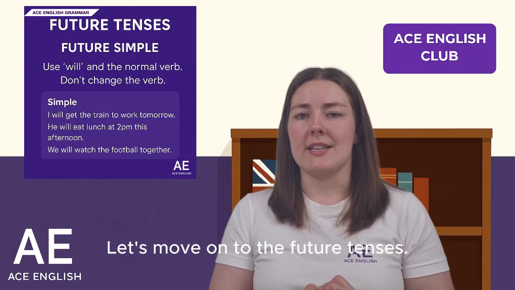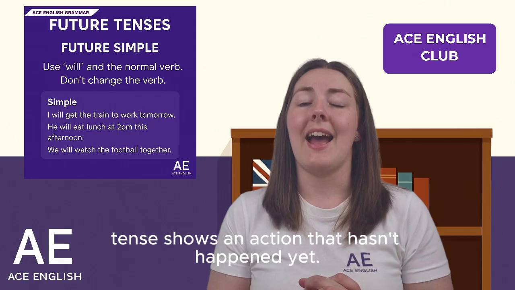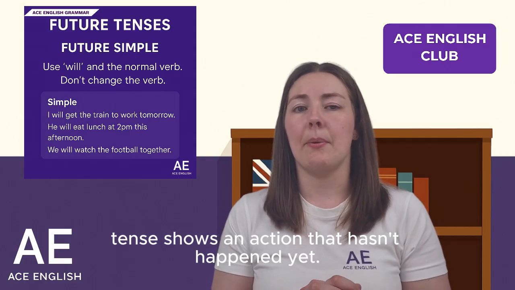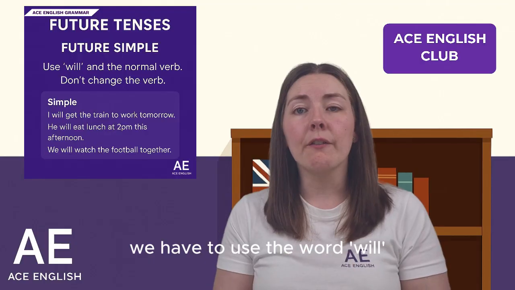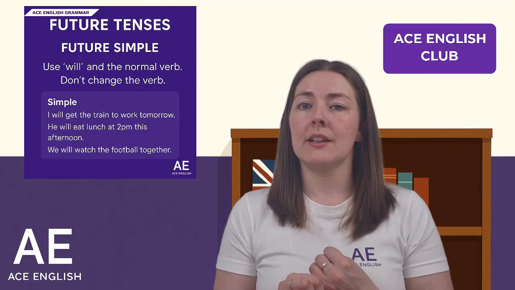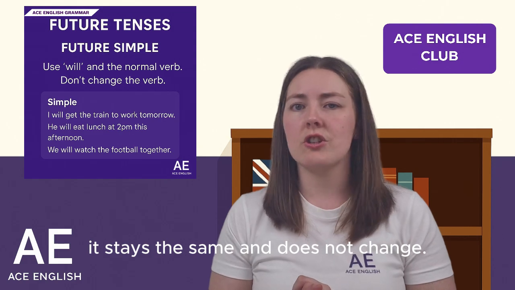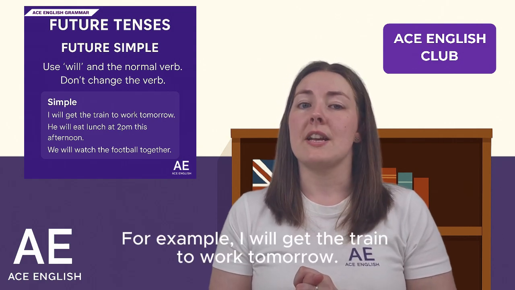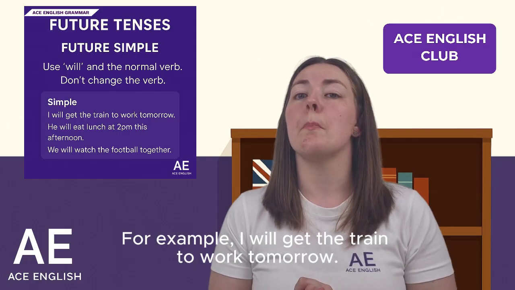Let's move on to the future tenses. The future tense shows an action that hasn't happened yet. When we use future simple, we have to use the word will, and the verb after it stays the same and does not change. For example, I will get the train to work tomorrow.